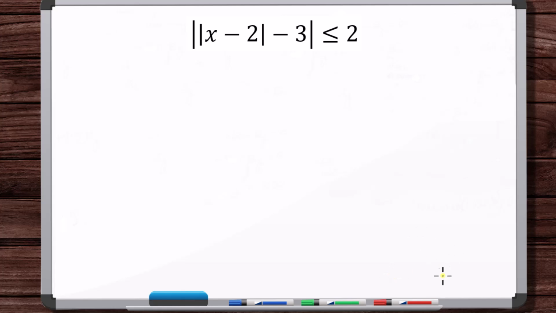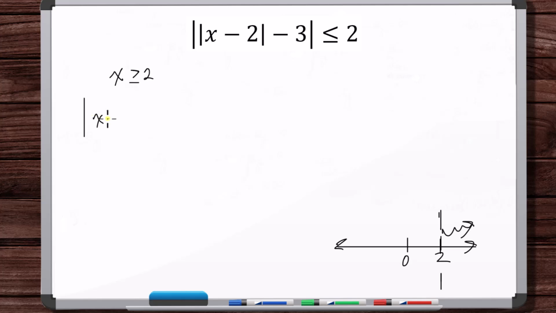Okay, same idea here. We have this inner absolute value that has a boundary at a crossover point at 2. So we're going to be analyzing these two regions. So when x is greater than or equal to 2, x minus 2 is positive or 0. So we just remove the absolute value. Okay, so minus 2, minus 3. Okay. Now we need to solve this, but let's see.